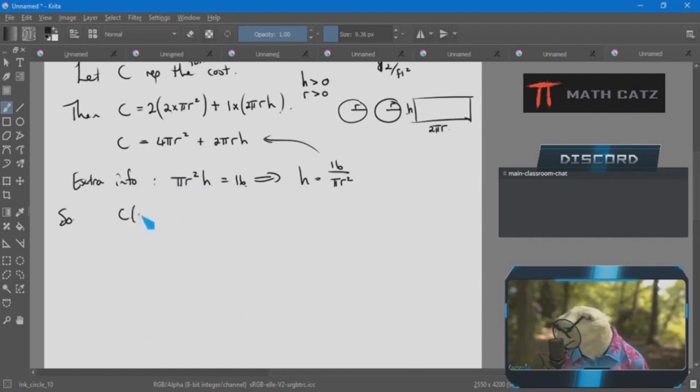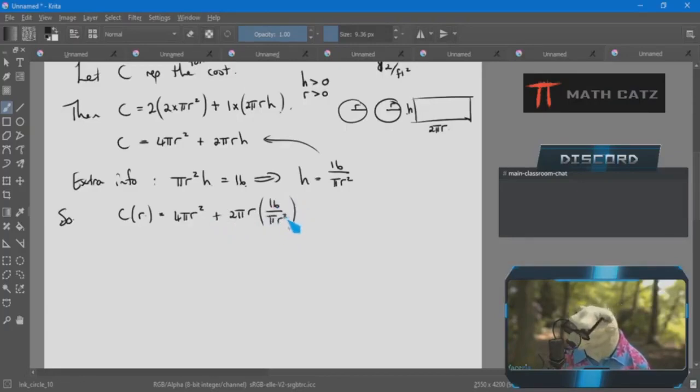So we're going to write this in terms of h, right? No, the other way around. We're going to eliminate h, and we're going to write the function in terms of r. The first part is already in terms of r, so that's good. Then a 2 pi r, and then what h is in terms of r: 16 over pi r squared.